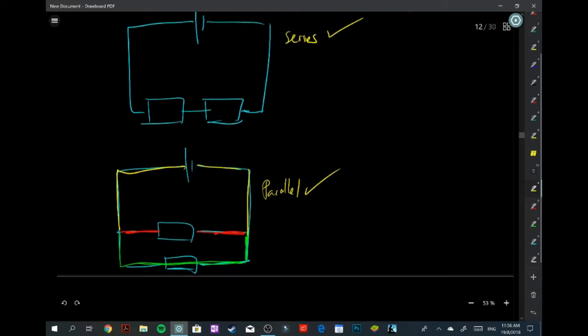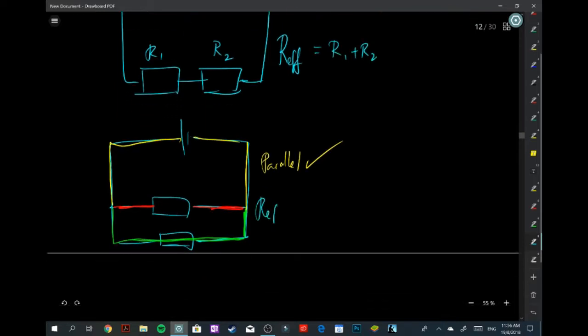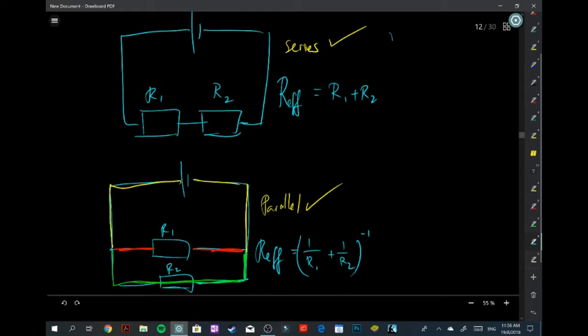Let's look a bit at parallel and series circuits. First thing, we talk about resistance. The effective resistance, or the total resistance, is equal to, in this case, R1 plus R2. The effective resistance here is not as straightforward. It will be 1 over R1 plus 1 over R2, inverse. Now, talking about effective resistance, let's talk more about voltage and current.